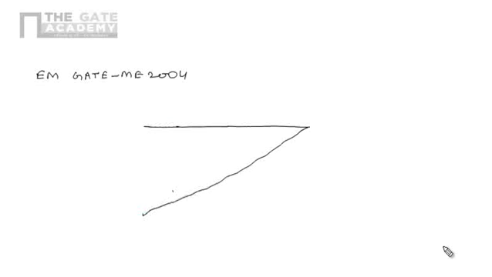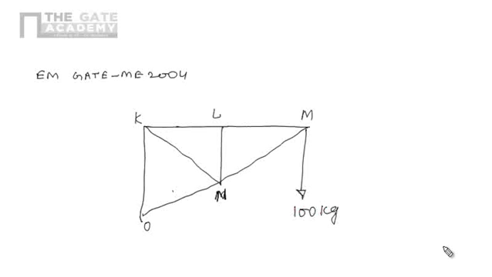I am just drawing the truss here, and these are the members of the given truss, and the points are O, K, L, M, N, and at point M we are applying a load of 100 kilogram. At point K there is a hinge joint. At point O there is a roller support. So this is the given truss, and in this problem we are interested in the force in member LN.